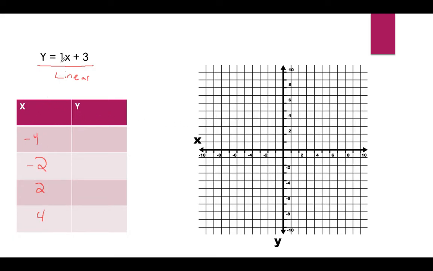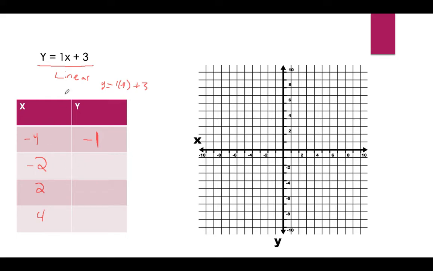Now a function is just basically a rule, and it tells you what you do with the X value to get a Y value. So we're plugging in these X values for X to get a Y value. So if I plug in negative 4, it's Y equals 1 times negative 4 plus 3. Well, negative 4 times 1 is negative 4, plus 3 is negative 1.